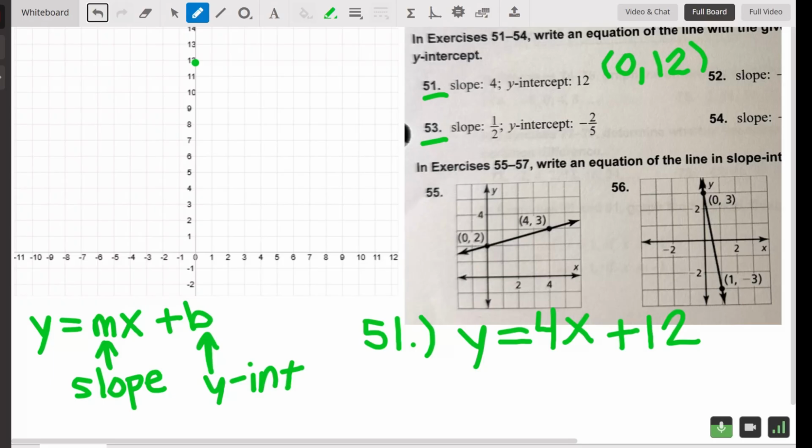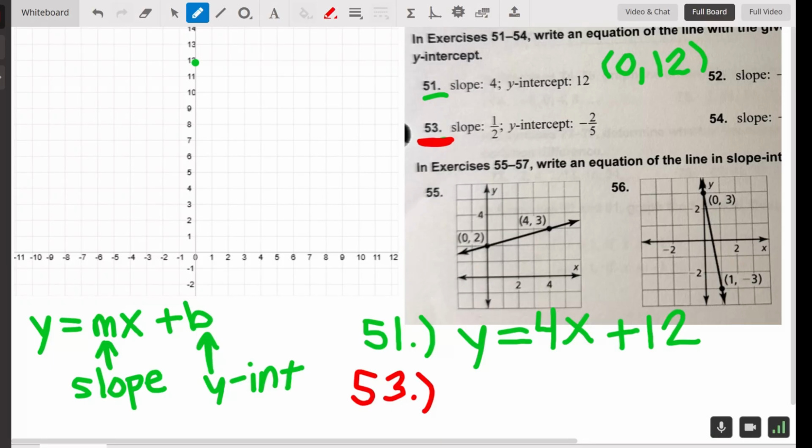And we could plot that out on the graph here, and don't necessarily need to for this, but we'd know how to do that, right? When we met together, we'd go up 4 and over 1, up 4 and over 1 as we go to the right, and then we plot a line there. How about this next one? We're going to do 53 here. 53 says we have a slope of 1/2. We have a y-intercept of -2/5.